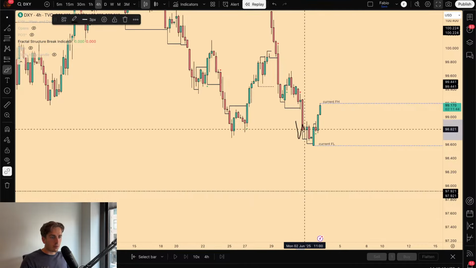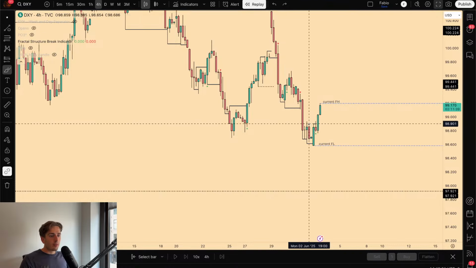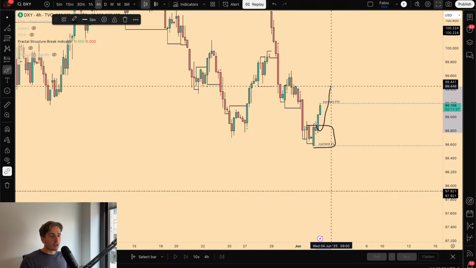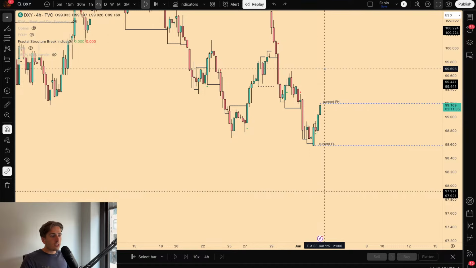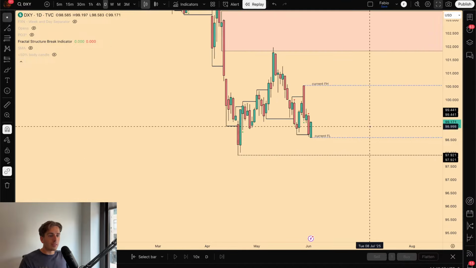Now, this morning, what I mentioned is that we saw a fractal structure shift here. So we get the push down, pull back up, push back down, pull back up, push back down, boom, break up, sell before the buy, and that's now pushed the market up higher. So I'm actually still pretty bullish on the dollar for the day ahead.